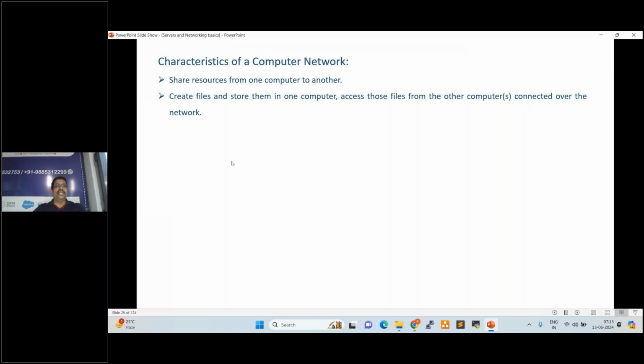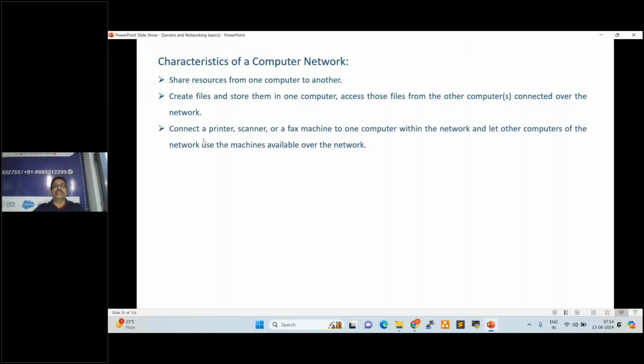Fine. So create files and store them in one computer, which is the server, right? Access those files from other computers connected over the network. Connect a printer, scanner or fax machine to one computer on the network and let other computers of the network use the machines available over the network. So normally in schools or hospitals, for example, 5 floors are there. Each floor has no need to configure printers and scanners. If they configure them on every floor, it is costlier. The cost will be higher, right?